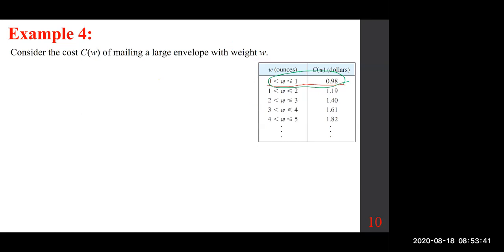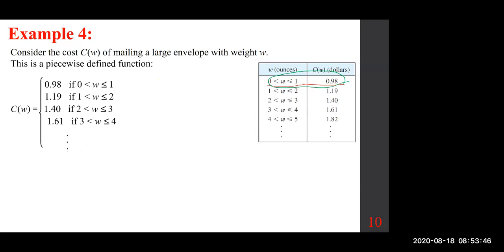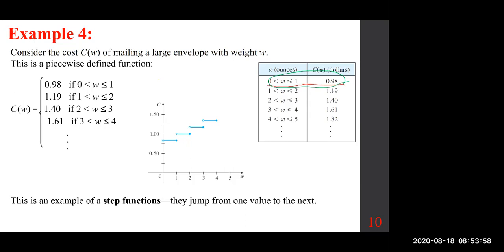So with that being the case, you can write it's 0.98 from 0 to 1. 0 is not included, 1 is included, then it becomes 1.19, and so on and so forth. This is the graph, and this is called a step function. I hope it is straightforward. There's really not much to it. So I hope we are comfortable graphing something like this, a step function.